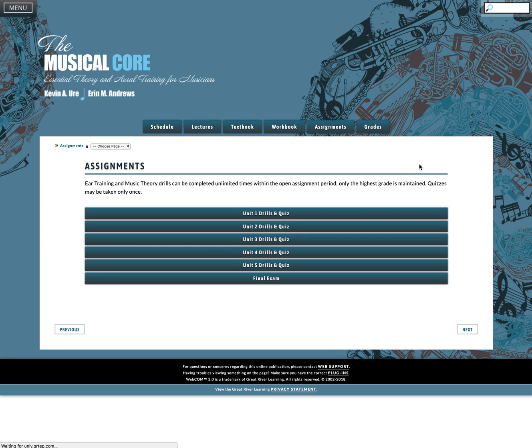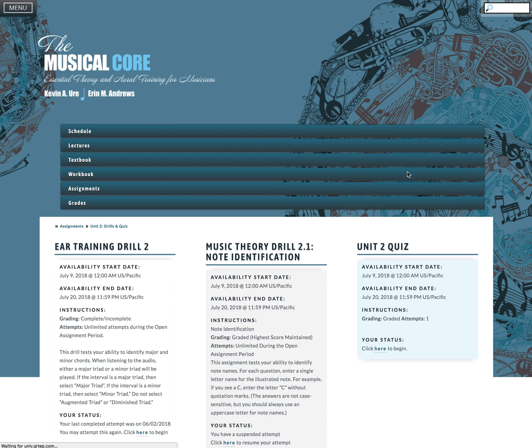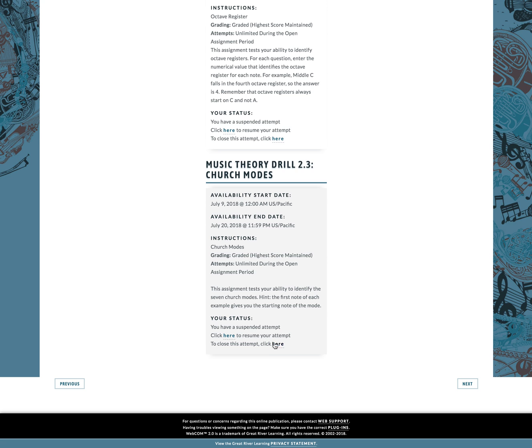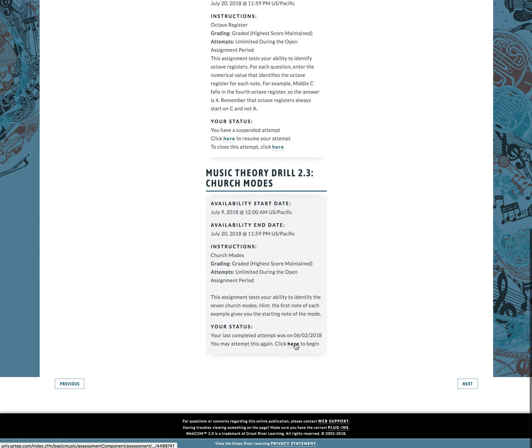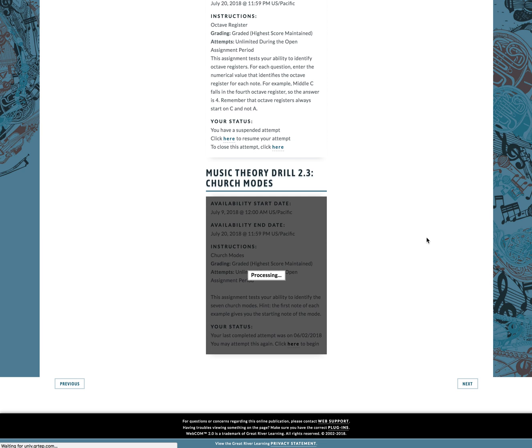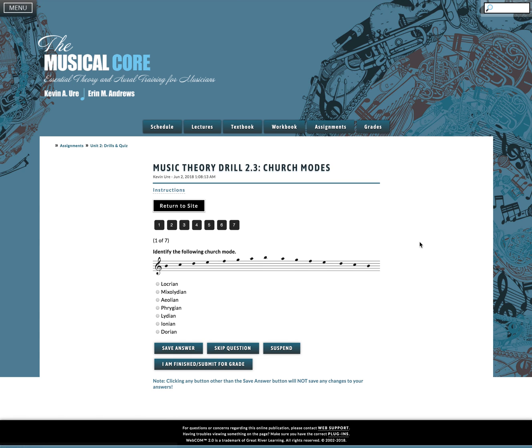Let's go back to our assignments, Unit 2 drills and quiz. Here you have your church modes. This is a really easy one. For this, you just have to identify the modern church mode that's listed. And what you'll see is it's written out. It's not using any stems, and it's just using black notes. So this scale starts on B. There's no tricks here. You don't need to check each note in the scale. You really just need to look at the first note. So I know that Locrian starts on B. That means my answer is Locrian.